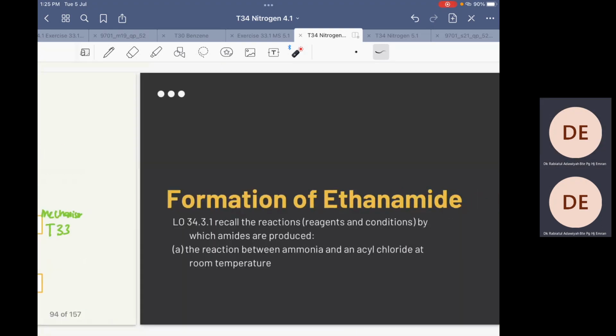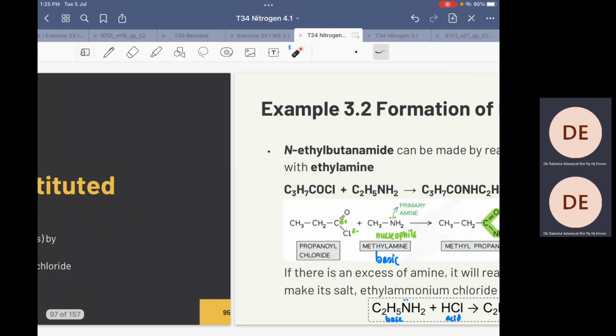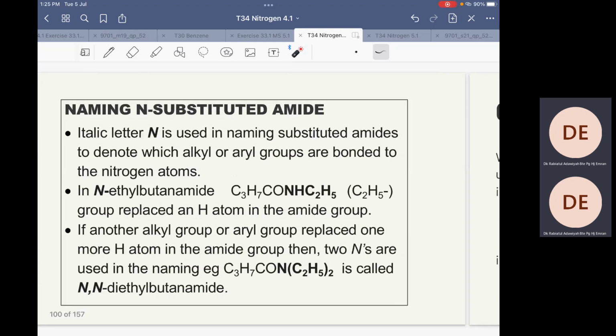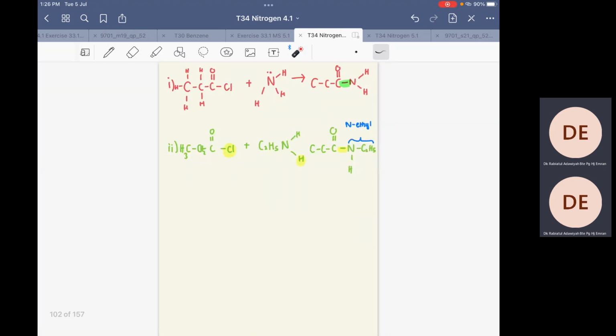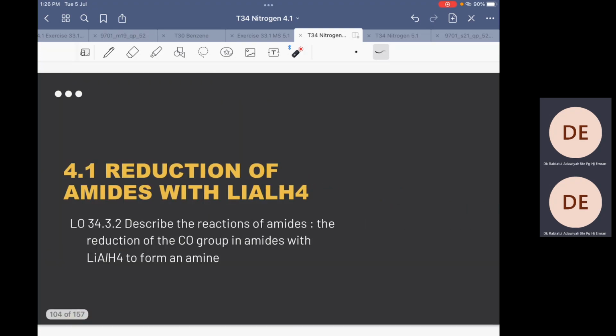We've also looked at the formation of amides, basically acyl chloride reacting with ammonia or primary amine, secondary amine to form amides. So today we're going to look at the reaction of amides, also something that was mentioned earlier on.